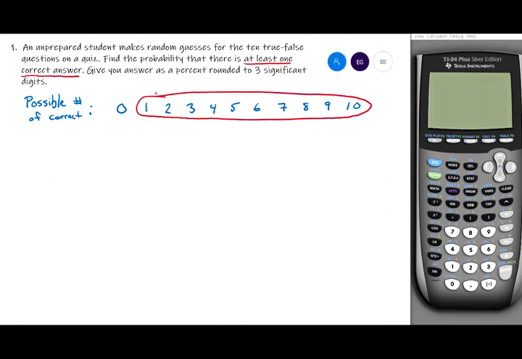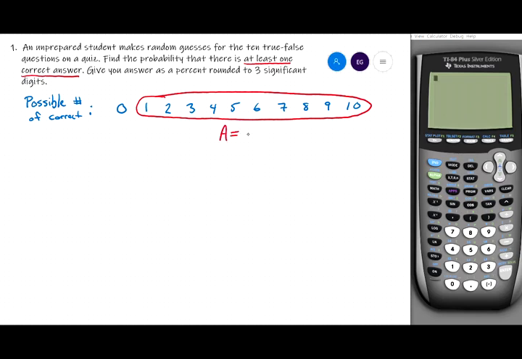1 correct, or 2 correct, or 3 correct, or 4 correct, and so on. Keyword there is or, which means if we were to calculate this probability directly, we would have to apply the addition rule for probability and calculate the probability of 1 correct answer, and then add that to the probability of 2 correct answers, and then add that to the probability of 3 correct answers, and so on. A lot of work.